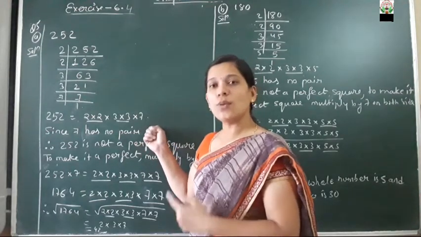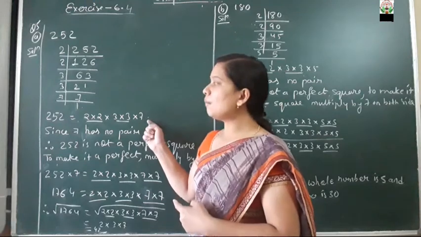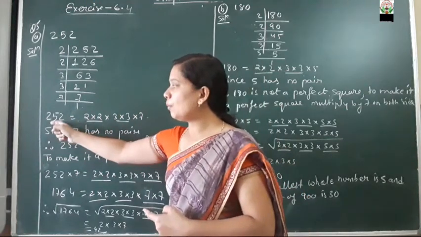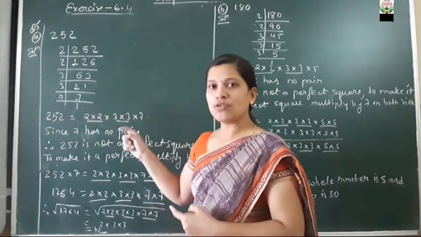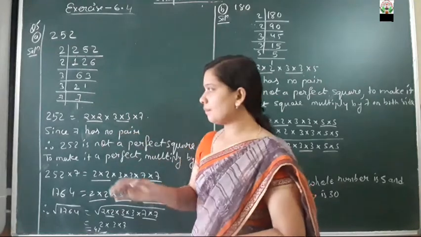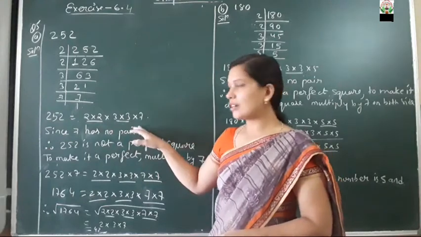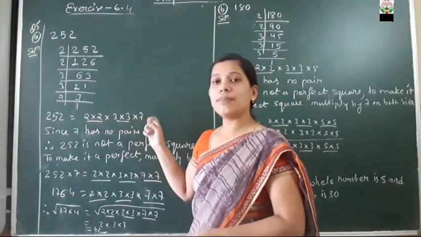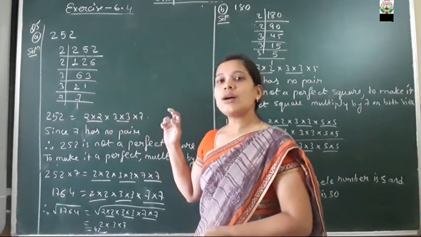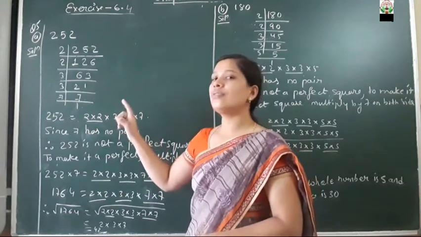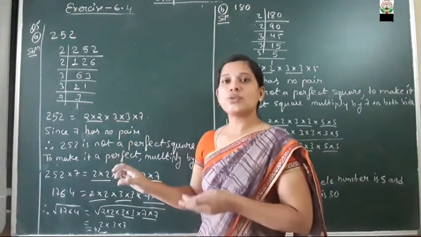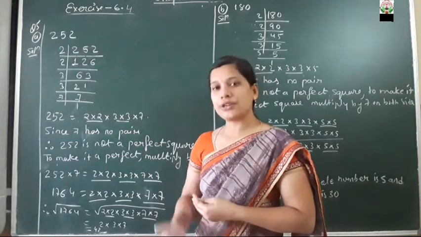So 7 is the smallest whole number which will be multiplied with 252 and on the other side, both sides it will be multiplied to make it a perfect square. Now देखो इसका 252 के फैक्टर्स मिल गए हमको. फैक्टर्स में देखो 2 का पेयर है, 3 का पेयर है, बट 7 का पेयर नहीं है. 7 का पेयर इसलिए नहीं है क्योंकि 252 जो है वो परफेक्ट स्क्वायर नहीं है. उसको हमको परफेक्ट स्क्वायर बनाना है.